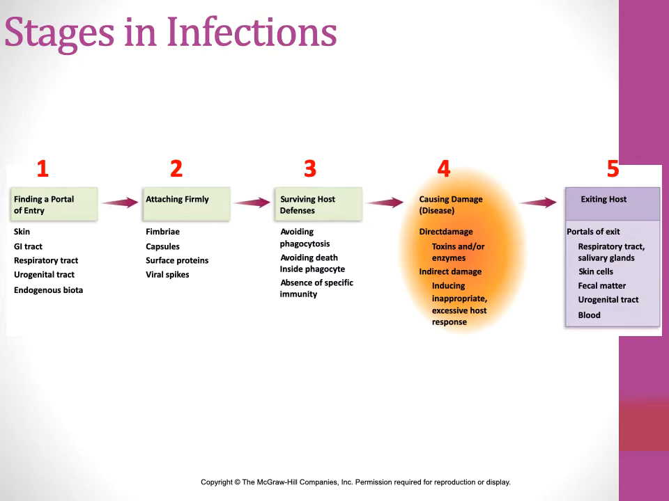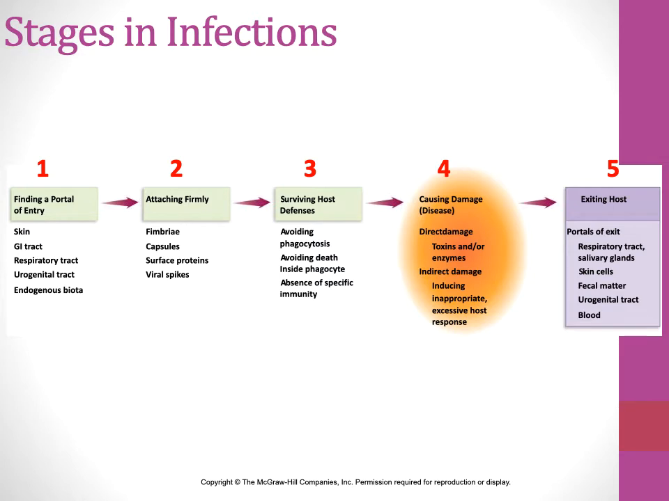And so you can cause direct damage through toxins or enzymes, and then you can also have indirect damage based on the host response. So if the host responds excessively, the host will actually damage tissues for you. And a lot of what you're seeing with COVID is actually indirect damage, where the host immune response is causing damage to tissues.